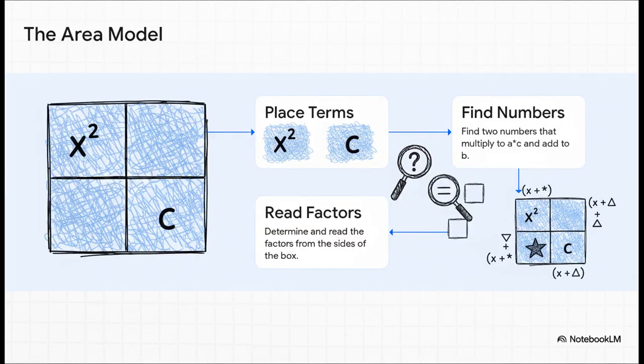And this is where the area model makes things so much easier. First, you just draw a 2x2 box. Your x squared term, that goes in the top left. Your constant c term goes in the bottom right. Now the puzzle. Find two numbers that multiply to a times c and add up to b. Once you've got them, they go into the other two boxes, each with an x attached. And from there, you just work backward to figure out what factors on the outside of the box would create that area inside. It's pretty slick.